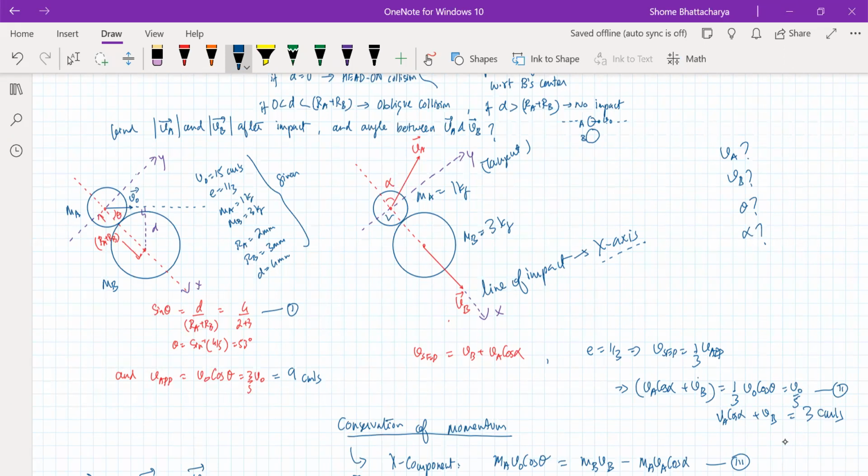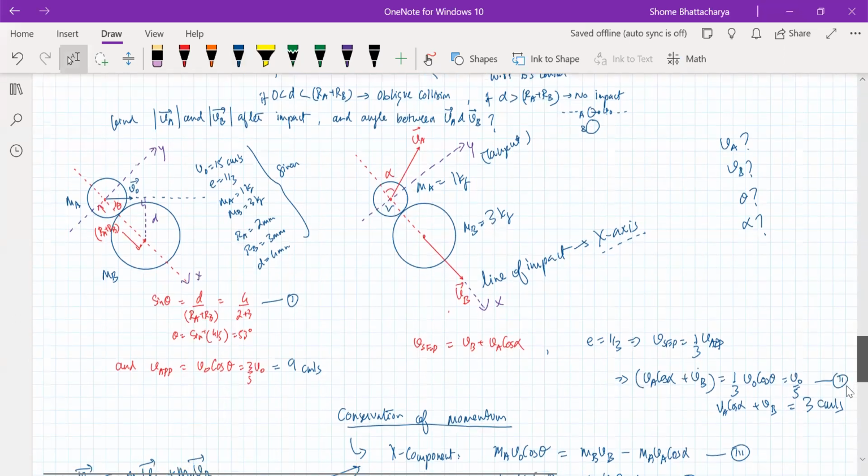B doesn't have a y component. B is moving along the x-axis. Why won't it come? Because separation velocity is along the center to center line. It's only the component of VA which is away from B's center that contributes. The other component does not contribute. So that's why that sine term doesn't come. That gives us my second equation. The first equation was this one, the angle.